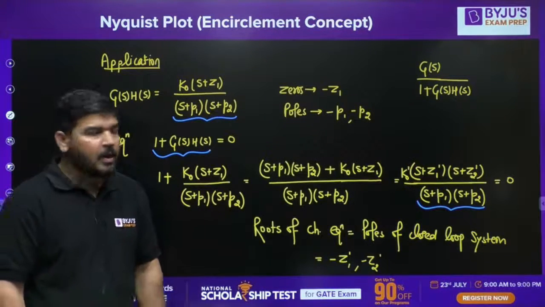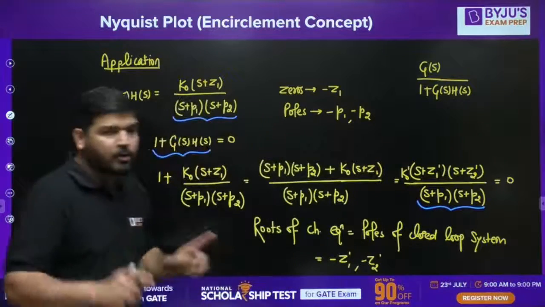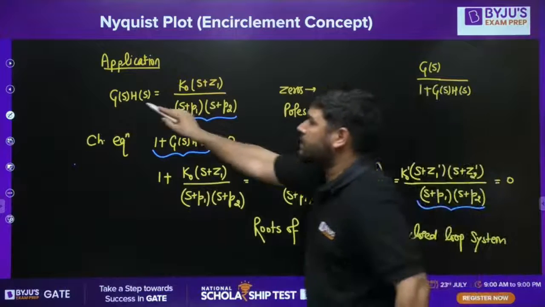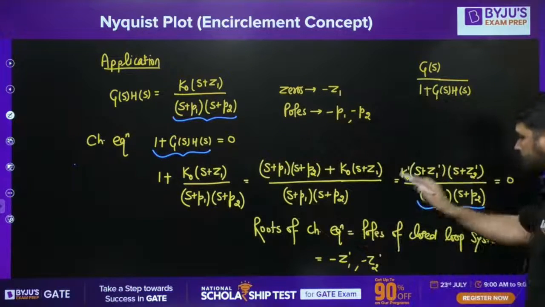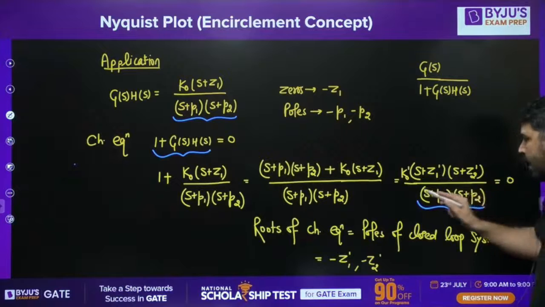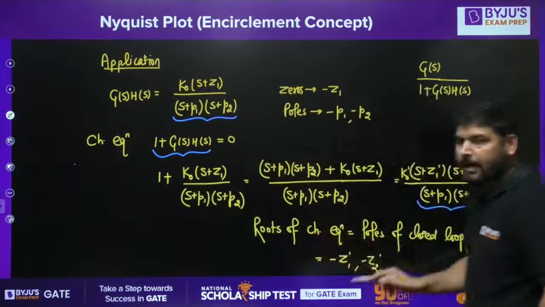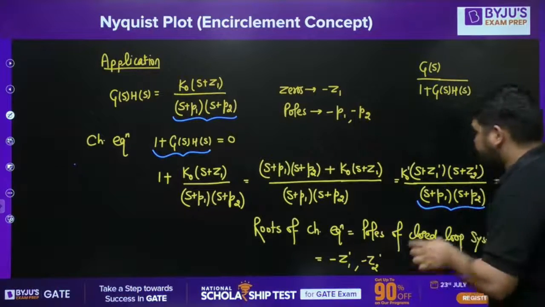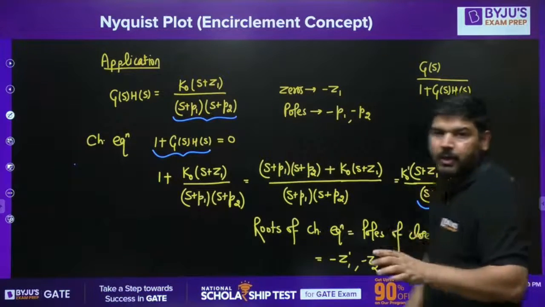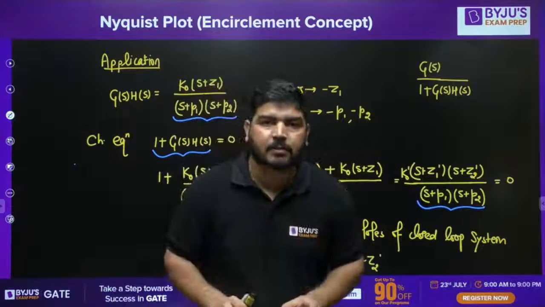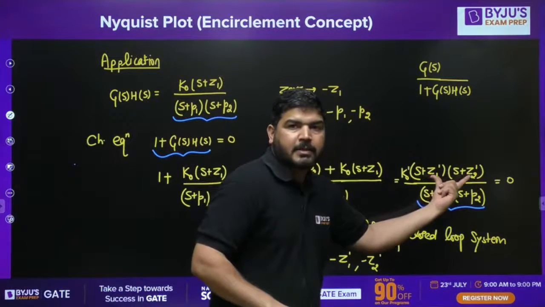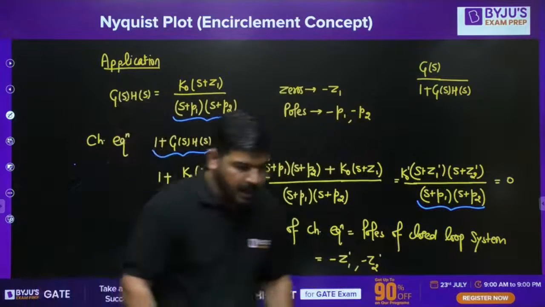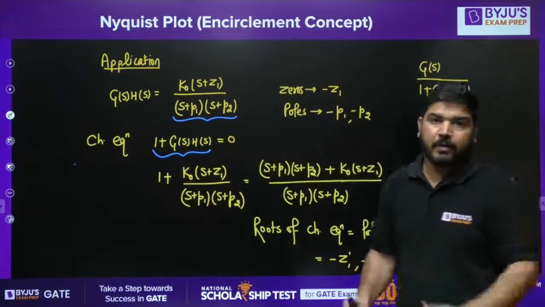I hope it is clear. So you have to be very clear about it. There are 2 points that you need to remember. Let me repeat this again. First point: the poles of G(S)H(S) and the poles of 1 plus G(S)H(S) are the same. This is the first point. The next point is the zeros of 1 plus G(S)H(S) are actually the poles of the closed loop system. I hope it is clear. So these 2 points you need to remember because we are going to use them.